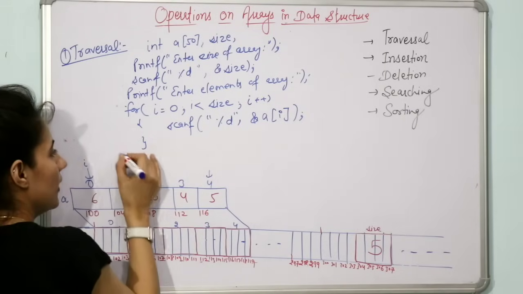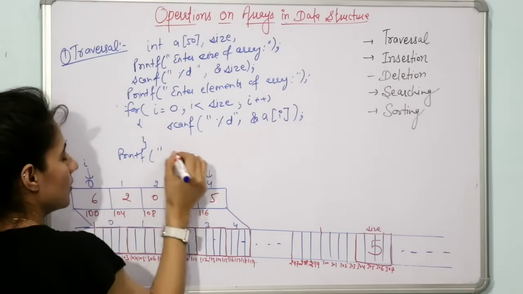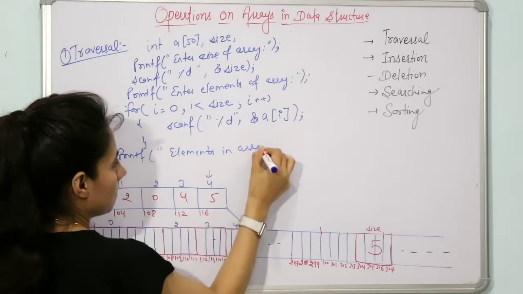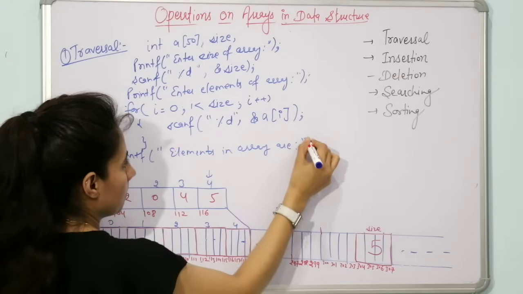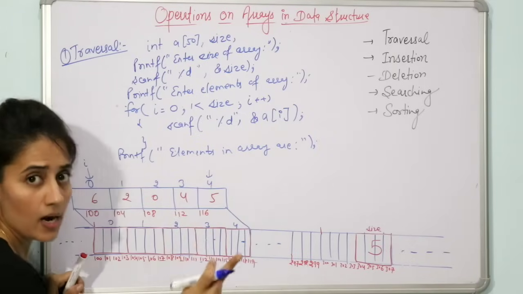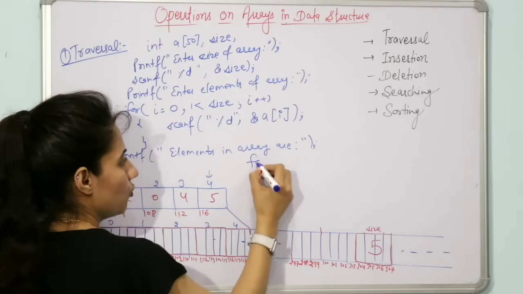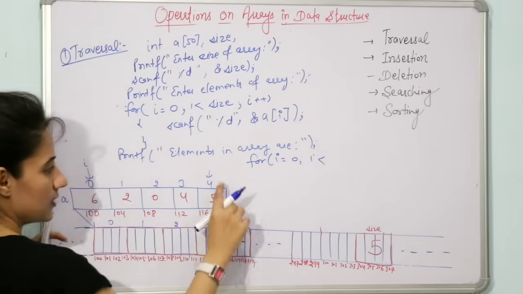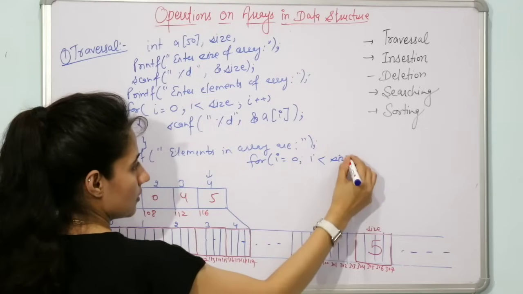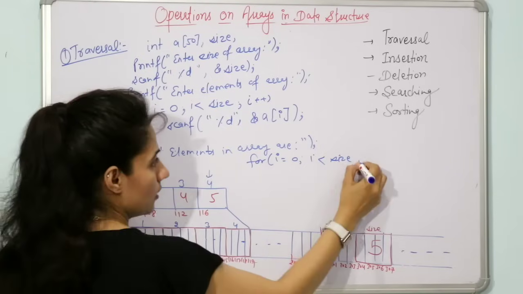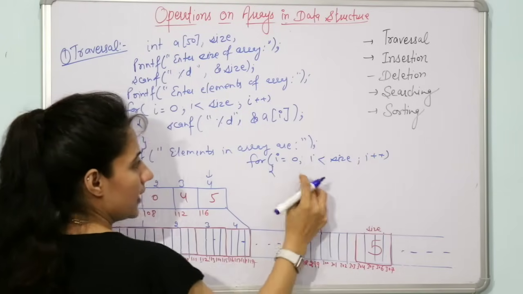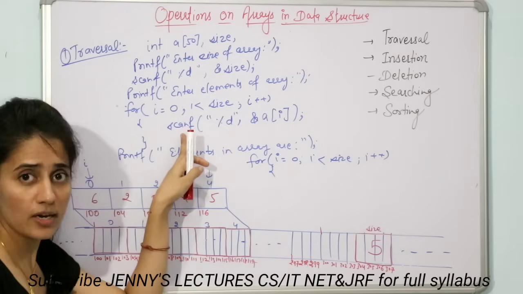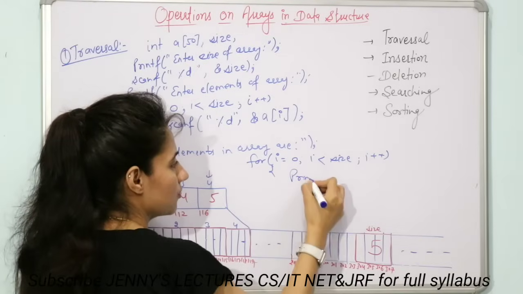So you can write here printf elements in array are. After printf you will write one for loop. i would start from 0. i would be less than size, or you can say less than or equal to size minus 1, i plus plus. And within this for loop you will write what? Now we are going to print the array. So you will not write scanf, because scanf is for taking input; you will write printf here.